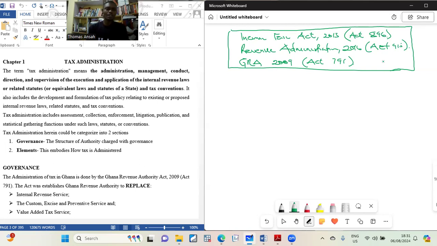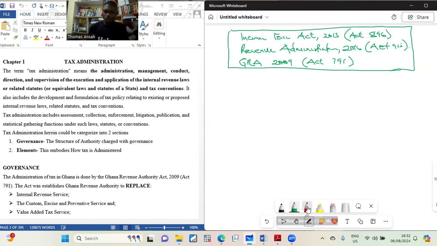All right, so now let's look at tax administration. When we talk about tax administration, we are just talking about how the tax system in a state is regulated or directed, how it is being managed, how the tax system works in a country. All right, so basically that is that.